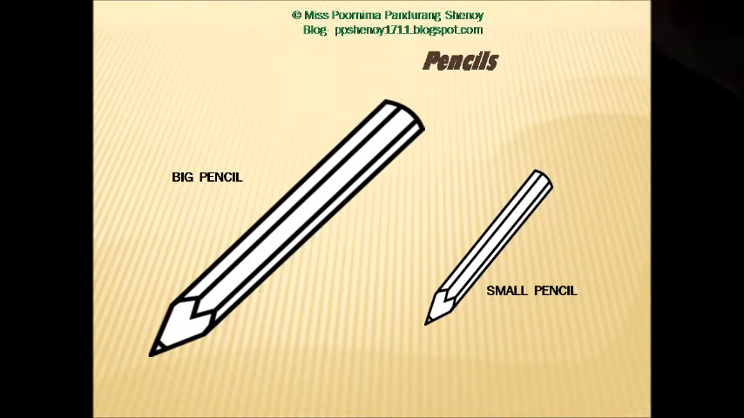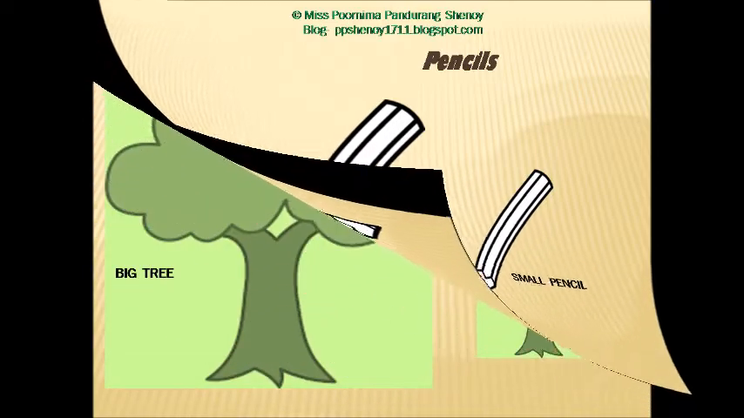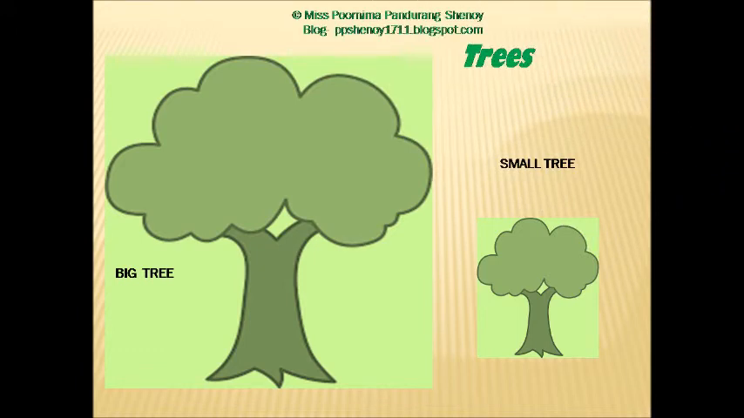Let's see the next picture. Pencil. We have two pencils here. A big pencil and a small pencil. Wow! We have two trees. The tree which is big in size is the big tree, and the tree which is small in size is the small tree.